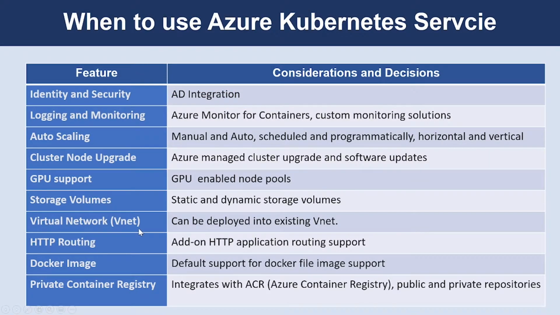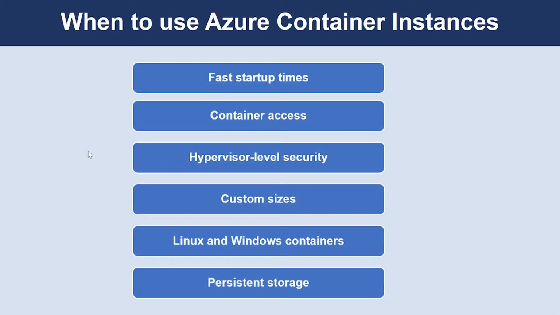Next is virtual network support, because an AKS cluster can be deployed into an existing virtual network with ease. Another feature is HTTP routing. The HTTP application routing add-on makes it easy to access AKS cluster deployed applications. Then we have Docker image support. AKS by default supports the Docker file image format. Finally, private container registry. AKS integrates with Azure Container Registry, and you can use other container repositories, public or private, as well.